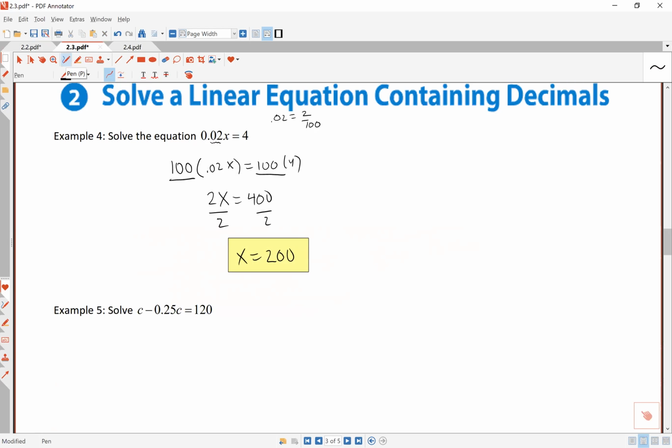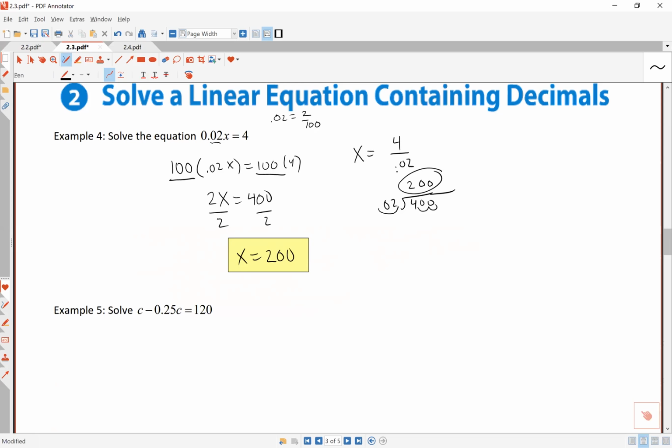Now, it's not super necessary to do that because you could have just divided both sides by 0.02 and then do long division, 0.02 into 4, which means you have to move that over twice, 2 spaces to the right, and then get 2 into 400, which is 200. However, in example 5, it's a little easier to do this problem by clearing the decimal first.